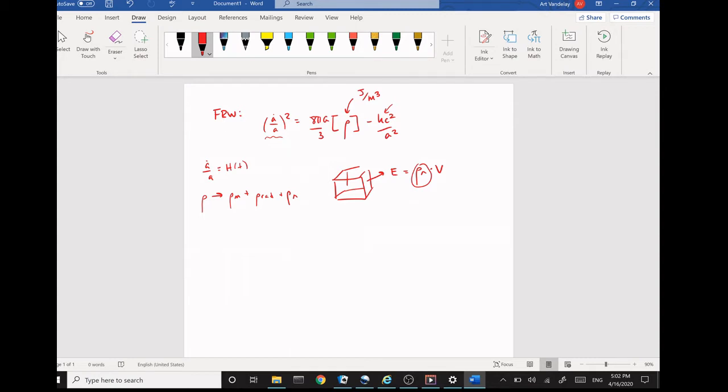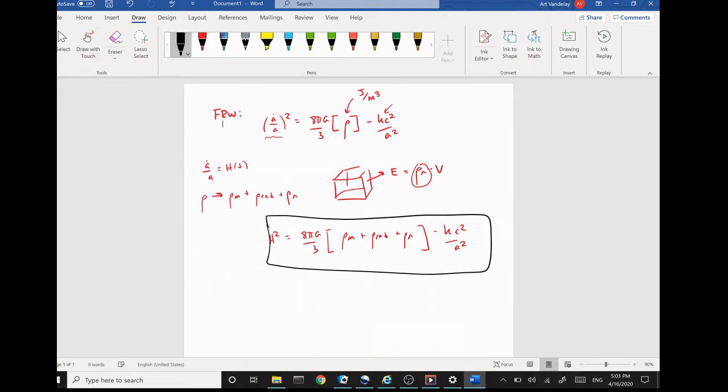So the FRW equation, when you put this all together, is H squared equals 8 pi G over 3, and the sum of all of them, minus the curvature, k c squared over a squared. And k can really only be a handful of things. k is either plus or minus 1 or 0, and 0 is flat. So what I wanted to talk about was how we determined that we have an overall flat universe.